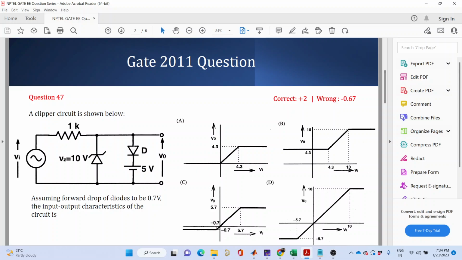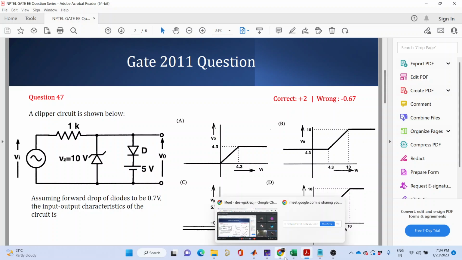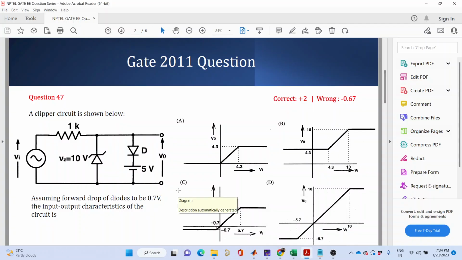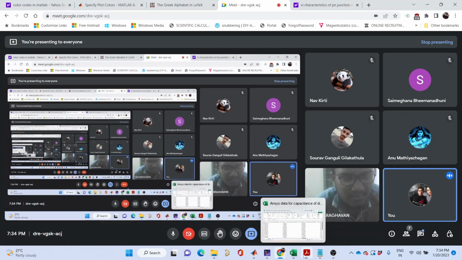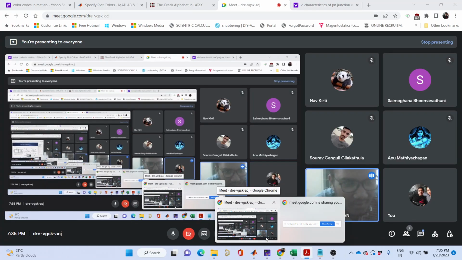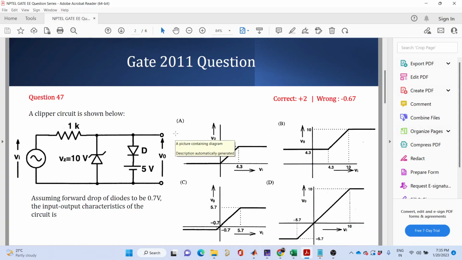Yes, sir. So when would V0 be 10 volt? Anybody from the audience? Raghavan, can you say? Raghavan? Sir? Yes, can you tell me when do you think that V0 would become 10 volt? Or do you think that V0 can never become 10 volt? What do you think? It will never become, sir. Why do you say that? Sir, at that point, breakdown will occur and this diode can burn out.